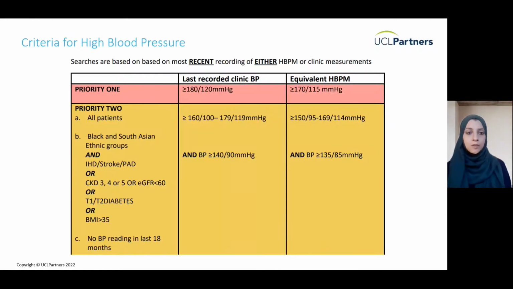This is an example of one of the criteria that we have used, and this is for high blood pressure. The searches are based on most recent recording of either home blood pressure monitoring or clinical measurements. So as you can see, priority 1 are the ones with the highest blood pressure measurements, and so should be seen sooner. And in priority 2, we've used blood pressure as well as other criteria like ethnic background and comorbidities, and also looked at those people with no blood pressure reading in the last 18 months.